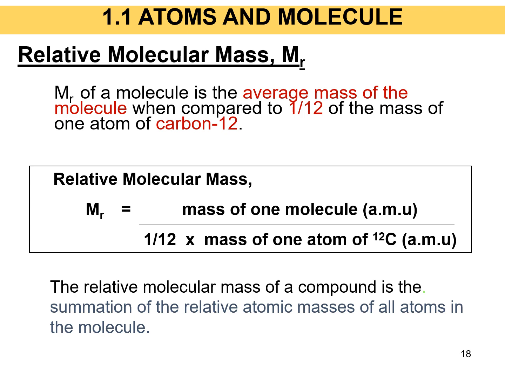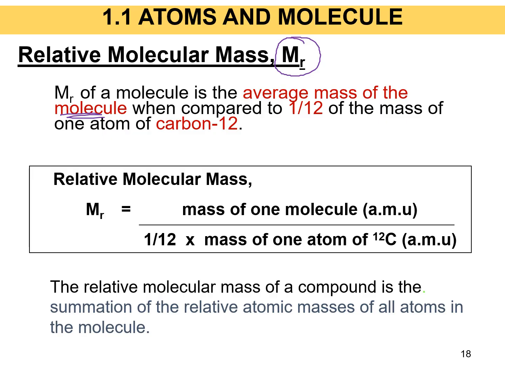Okay, next we're gonna go for relative molecular mass. Tadi kita dah belajar pasal relative atomic mass kan. Kalau soalan suruh kamu cari relative molecular mass, the symbol will be MR. Okay, MR of a molecule is actually the average mass of the molecule when compared to 1/12 of the mass of one atom in carbon 12.